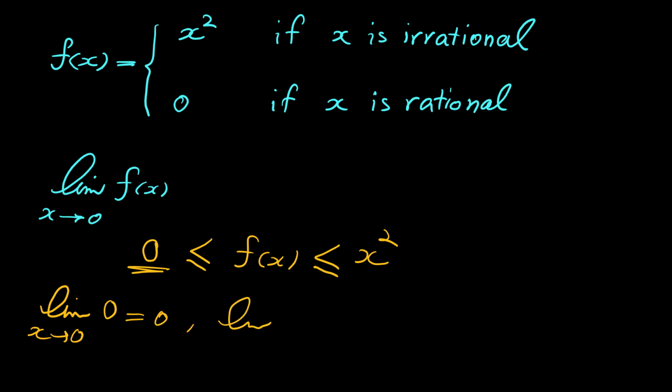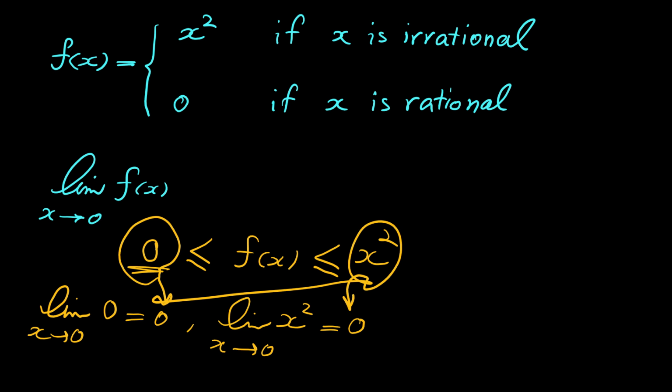What about the limit of the other side? What is the limit of x to the 2 when x approaches 0? With direct substitution, this is also 0. Because the limit of the left function is 0, the limit of the right function is also 0.